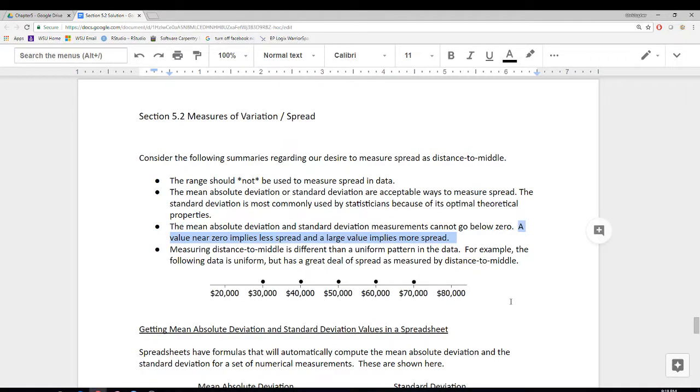Also, measuring distance to the middle is different than a uniform pattern in the data. Sometimes students think that data that looks like this, which is really uniform in pattern, actually doesn't have much spread. What they're doing when they're looking at that is just looking at the gaps between them. The gaps between the observations are pretty consistent. But again, the way statisticians measure spread is distance to the middle, not gaps between the observations, but distance back to the middle. And that's what both the mean absolute deviation and the standard deviation are based on.